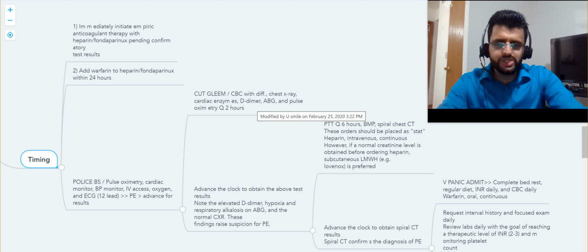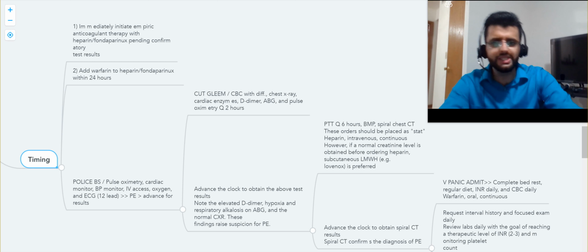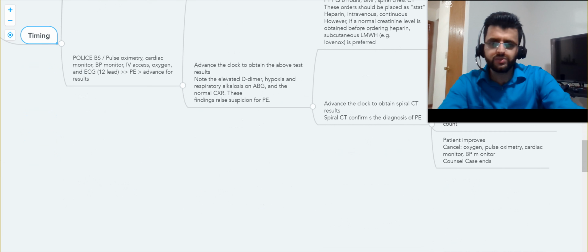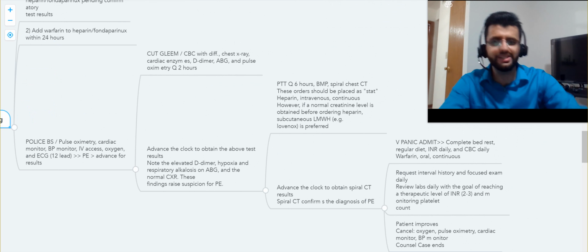So here you do CBC, you add a chest X-ray because this is a different case. You can use your brain with the mnemonics. This is just to help. C, you can do cardiac enzyme. D-dimer. ABG, this is important, after you find hypoxemia. And pulse oximetry, you time every 2 hours. After that, you advance the clock to get the test results.